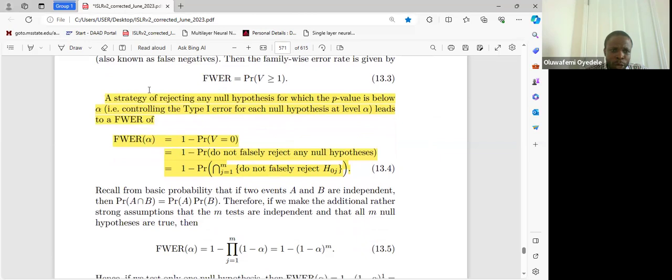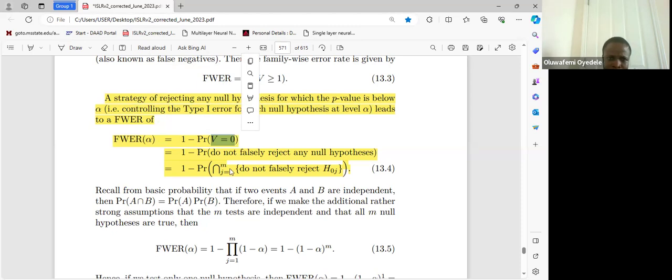And here they said that a strategy of rejecting any null hypothesis for which the p-value is below alpha, that is, controlling the type one error for each null hypothesis at level alpha, leads to a family-wise error rate where the family-wise error rate is one minus the probability of V equals zero.